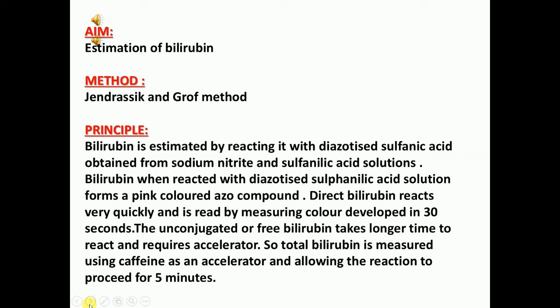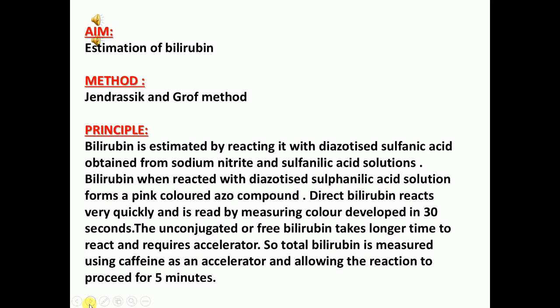Next method for estimating bilirubin is by Jendrassik and Grof method. So we come to the principle of it. The principle for basically the Jendrassik and Grof method and Malloy and Evelyn method are almost same. The bilirubin is estimated by reacting it with the diazotized sulfanilic acid obtained from sodium nitrite and sulfanilic acid solutions. Bilirubin, when reacted with diazotized sulfanilic acid solution, forms pink colored diazo compound. In Malloy and Evelyn, the compound which was formed was red and purple colored.